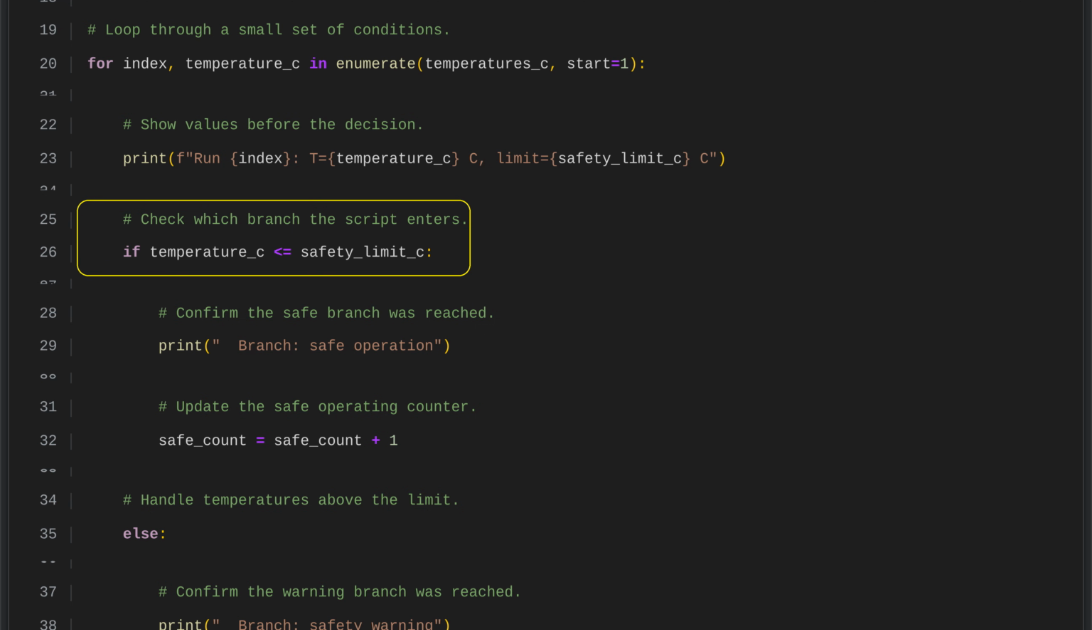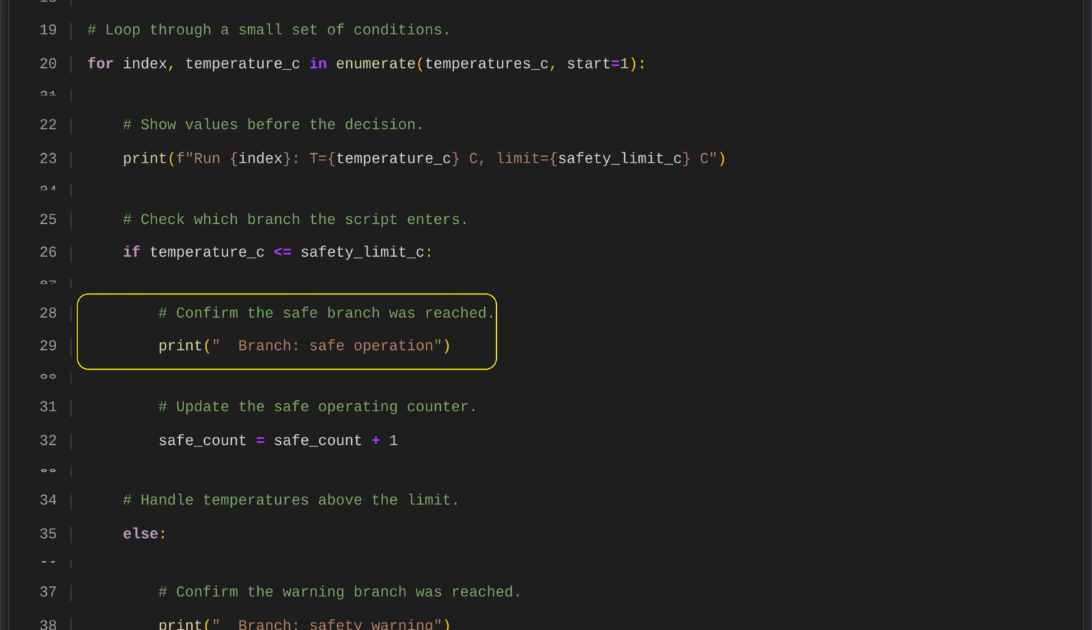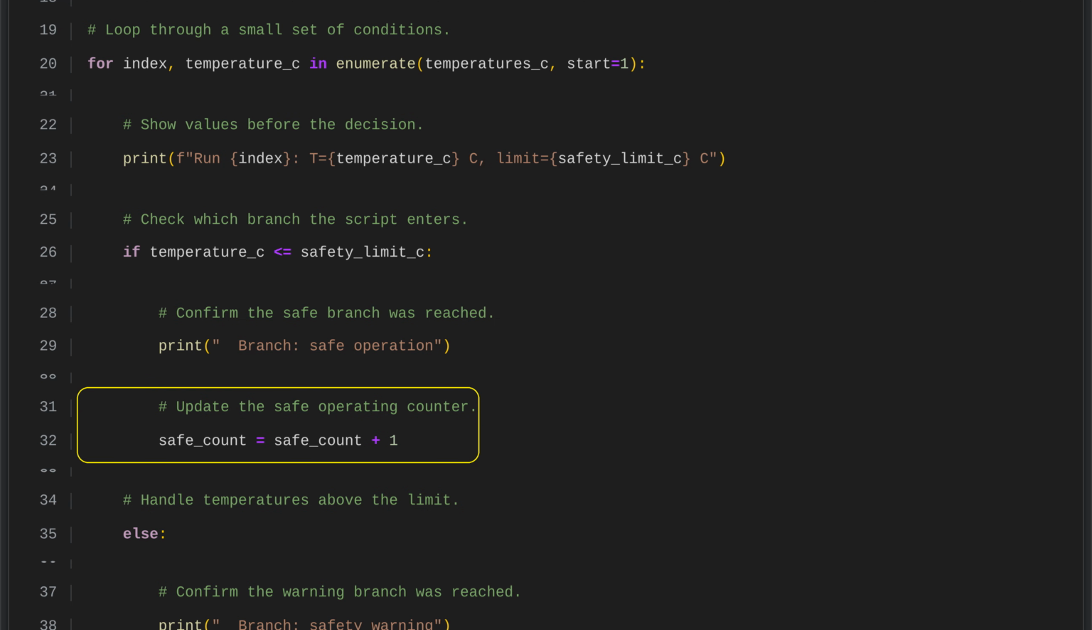The code checks whether the current temperature stays within the safety limit. If the temperature is at or below that limit, the system is considered to be operating safely. This decision helps confirm that the reactor remains within safe operating parameters. This line prints a message when the temperature is in the safe range. It confirms that the program entered the safe temperature branch, which helps track control flow during debugging.